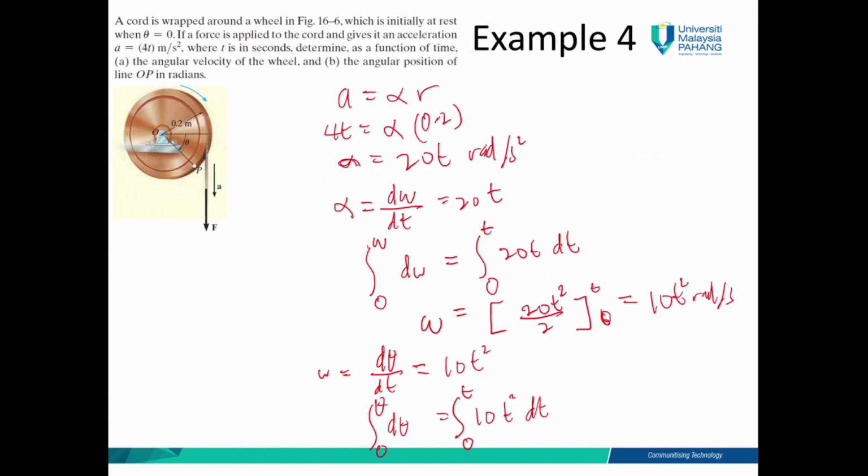So integrating this, theta will be equal to 10t to the power of 3 divided by 3. So you will get 3.33 radian for the angular position. Don't forget your t to the power of 3: 3.33 t to the power of 3 radian.